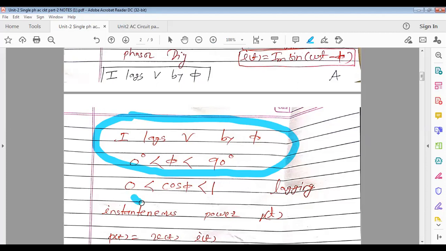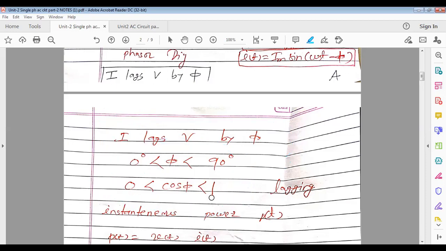So what will be the cos phi? Cos phi will always be between 0 and 1. It will never be equal to 0 and it will never be equal to 1. It will always be greater than 0 and less than 1, for a series RL circuit. Now, whenever you are asked to calculate the power factor, its value, you have to specify its nature also. And the nature of the power factor is specified in terms of current.